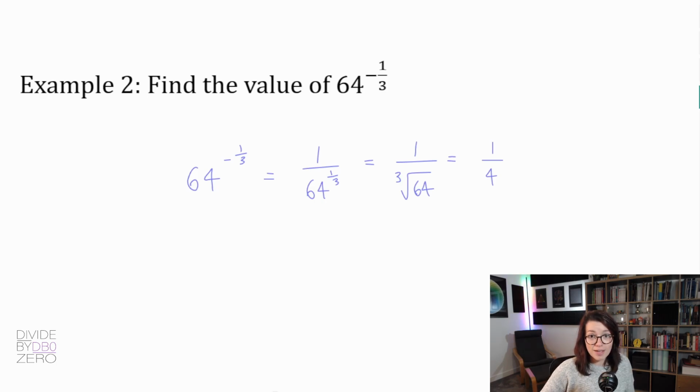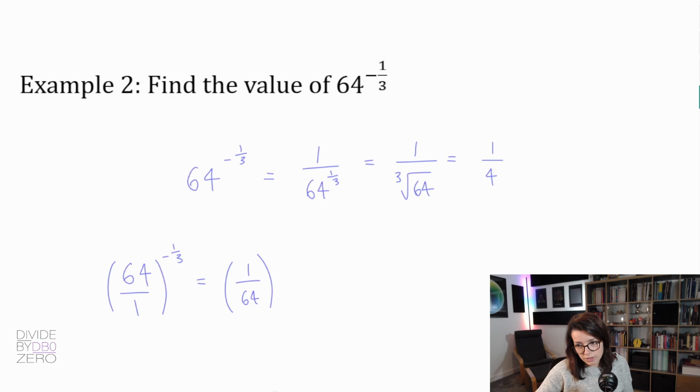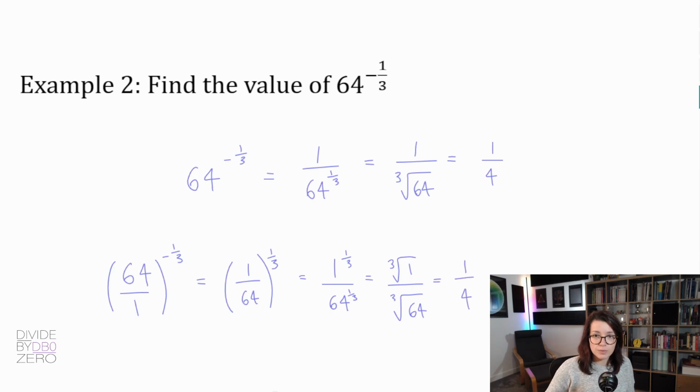I'm going to show you a different way of thinking about this one. So if you want, you could start with 64 as being 64 over 1, and that is to the power of negative a third. You could think about dealing with the negative as flipping that fraction upside down. So you would get 1 over 64 to the power of a third. Now that you've got that, you would just apply the power of a third to the top and the bottom, and that is the cube root of 1 over the cube root of 64, which will give you 1 over 4 again. So again, just a different way of thinking about the same problem.